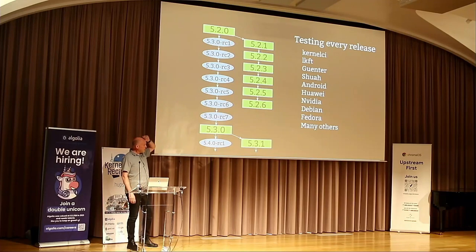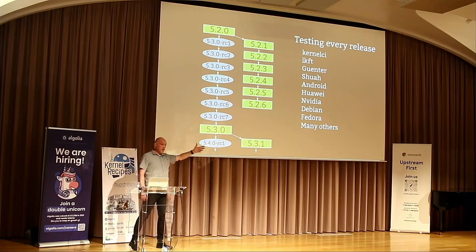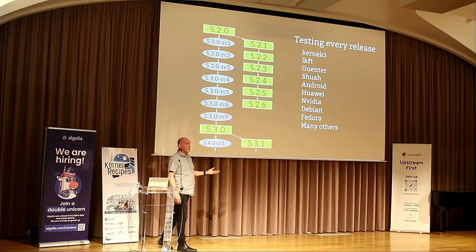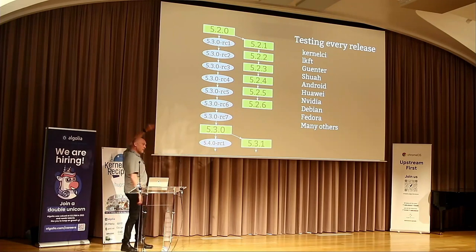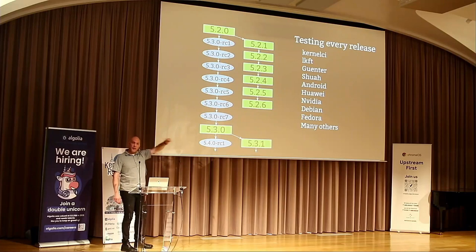Huawei is publicly doing it. NVIDIA is publicly doing it. Debian and Fedora are doing a great job and publicly sending me bug fixes saying, test these things. Many, many others. And these are tests for fixes that are already in Linus's tree. And we're finding bugs again.